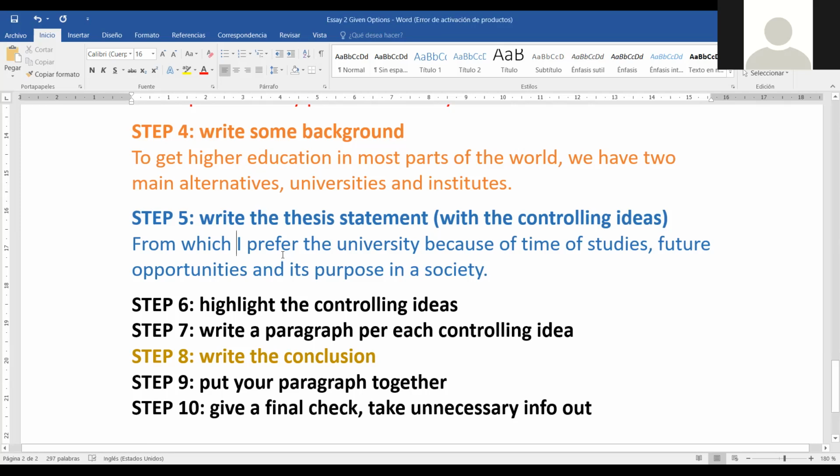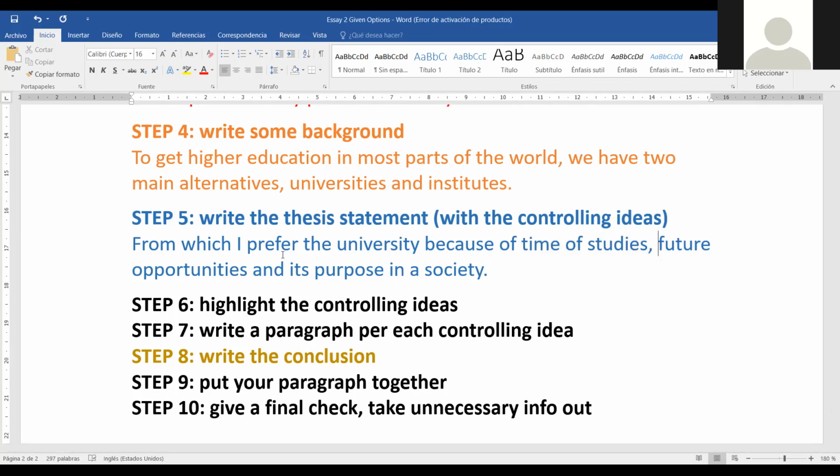So, in this part, I clearly say that I prefer the university because of time of studies, and I suggest that you highlight or color the controlling ideas so you have them clear. I'm going to see what colors I used in this part. Okay, so the first one, time of studies.